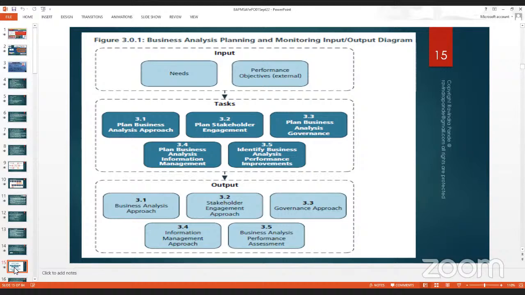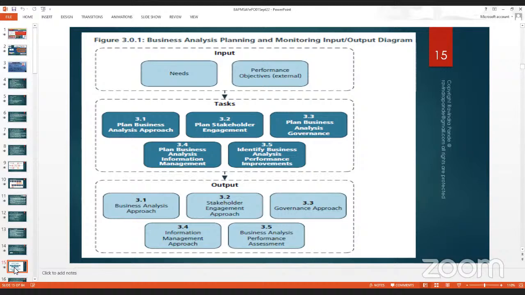The outputs are business analysis approach. As we have seen, business analysis approach covers how we're going to do the meeting: online, offline, personal, lunch, dinner, wine and dine, or meet at a sports event or something like that. I need to mention in this business analysis approach what my approach will be to the given analysis for a given client.